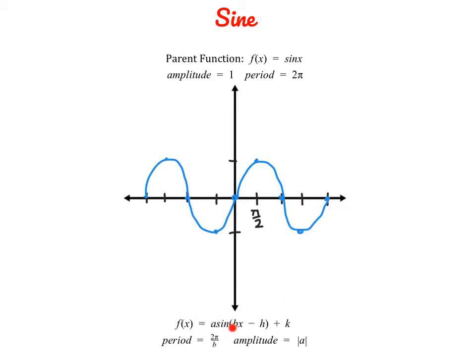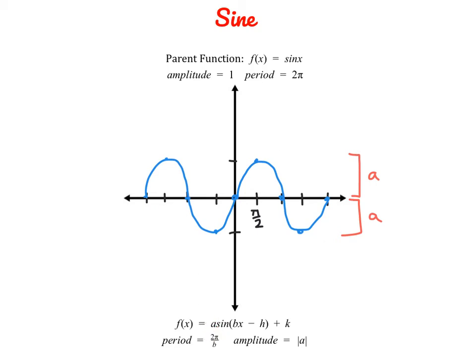Really the two things that I want you to know is how to find the period and how to find the amplitude. So remember, amplitude, once again, is just the distance from the midline to the max or the midline to the minimum. So since it's distance, that's why it's absolute value. So that's easy to find. It's just the absolute value of our A value.